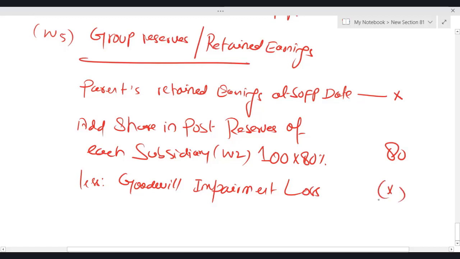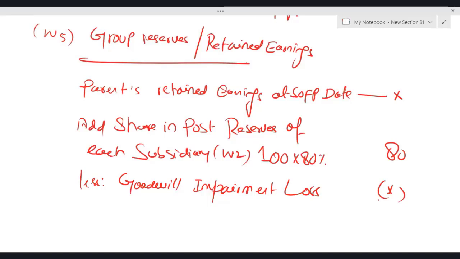If the question is on the partial goodwill method, then whatever the impairment loss is, the entire impairment loss will be deducted. If it is a full goodwill method, then take the impairment loss that has come and multiply that impairment loss with the parent's holding.